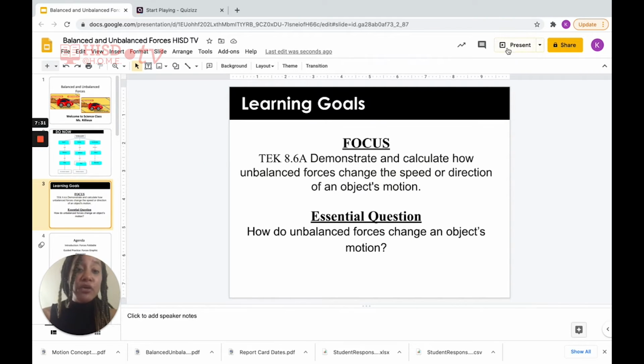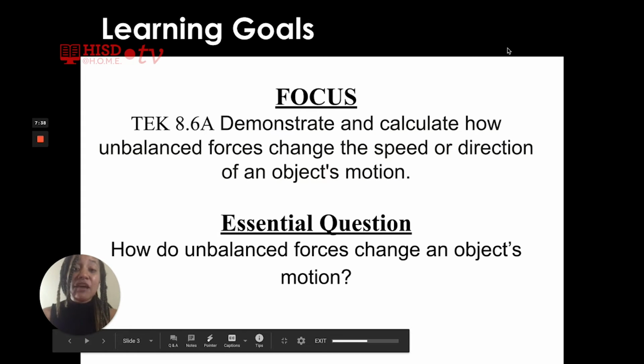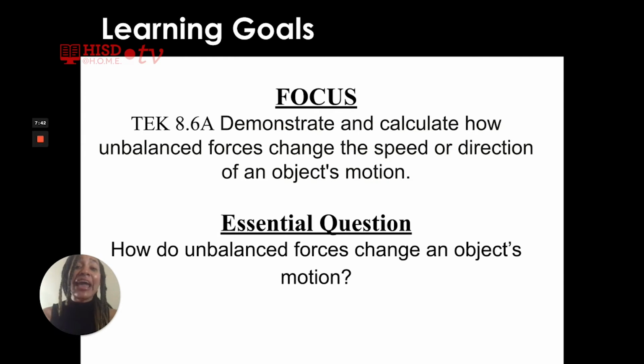This week, our focus is TEAC 8.6a, Balanced and Unbalanced Forces. Along with being able to identify if a force is balanced or unbalanced, we also need to calculate unbalanced forces and how they impact the speed and direction of an object's motion. Our essential question for today: how do unbalanced forces change an object's motion?